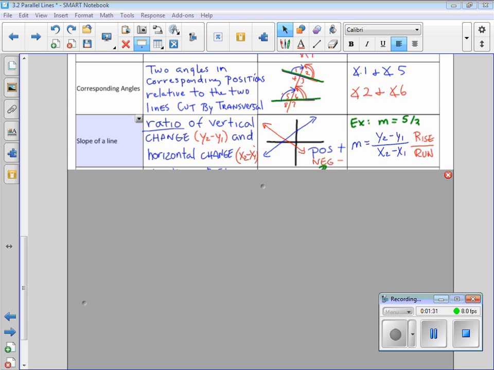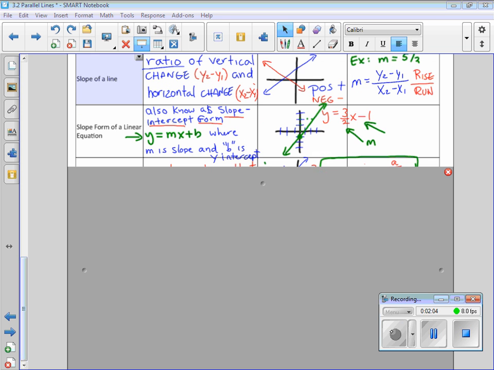An example: I might say m equals 5 halves. What that means is the slope of some line is 5 halves. I calculate that by taking 2 points on the line, subtracting the y's and subtracting the x's, and I end up with this 5 over 2. Basically it means a ratio between the up and down movement of the line and the left and right movement. You probably remember your teacher last year referring to it as rise over run.